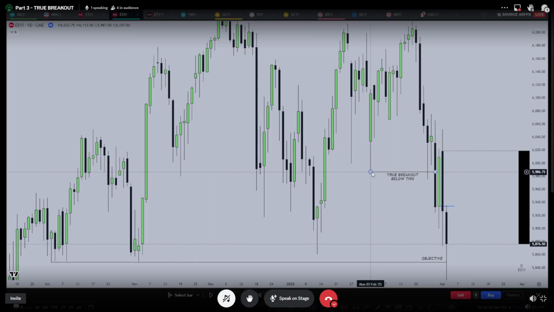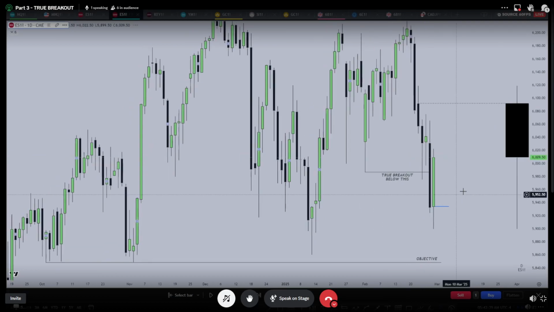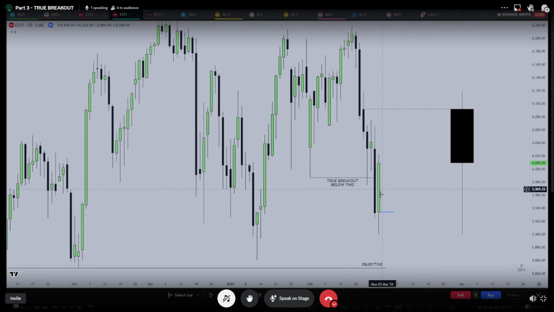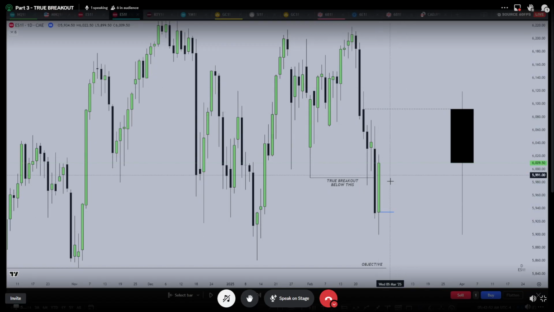A relevant low, right? Price tags this, comes back. This move back inside could be framed as a manipulation of this low to then reverse higher, or a retracement back in any way. Okay.